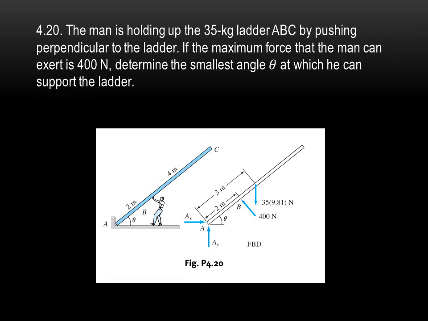We will be discussing the problem in Pitel's book at page 163, number 4.20. The man is holding up the 35-kilogram ladder ABC by pushing perpendicular to the ladder. If the maximum force that the man can exert is 400 Newton, determine the smallest angle theta at which he can support the ladder.